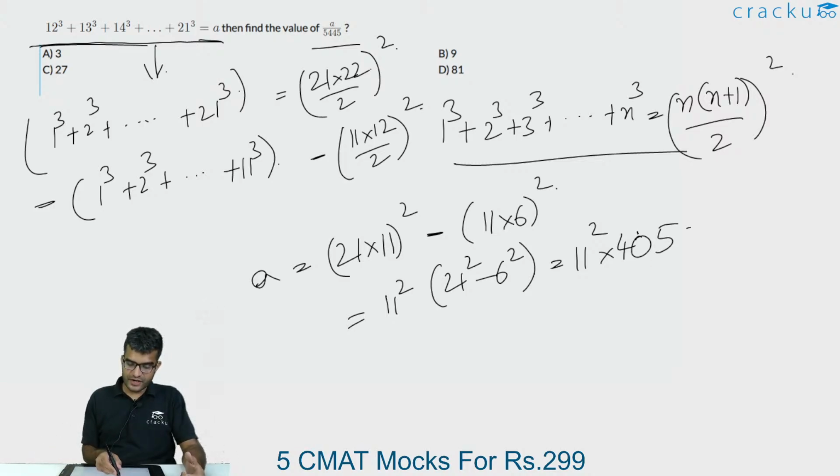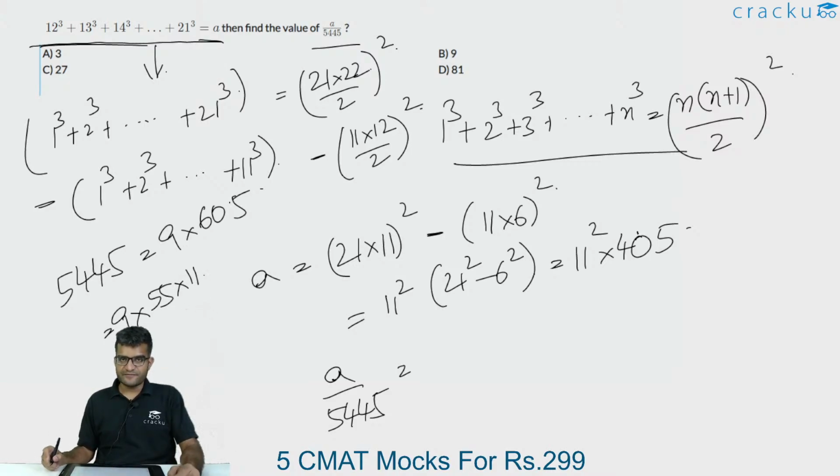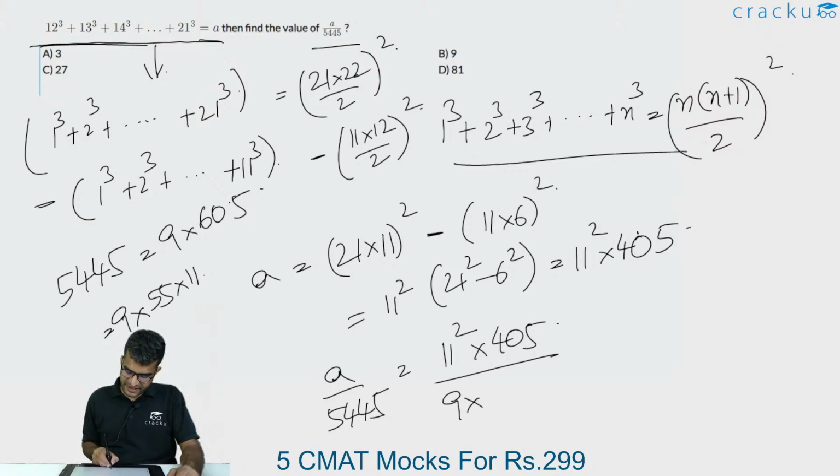What we are required to calculate is A divided by 5445. Because we want to calculate what is 5445, if you divide this by 9, this is equal to 9 into 605. This is equal to 9 into 55 into 11. So A divided by 5445 will be 11 square into 405 divided by 9 into 55 into 11.